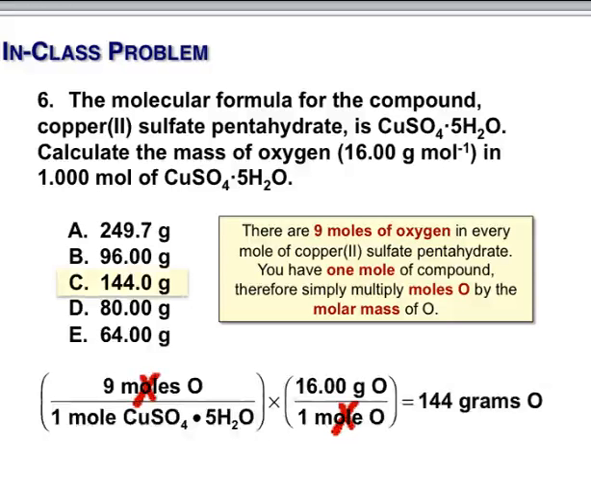Make sure you see that there are 9. There are 5 waters attached to every copper sulfate. So 4 oxygens and 5 more oxygens, a total of 9.